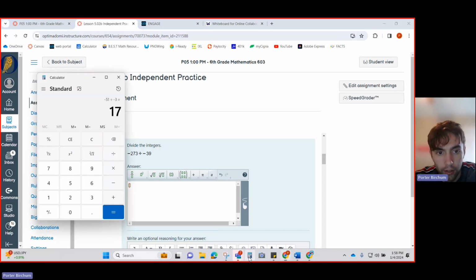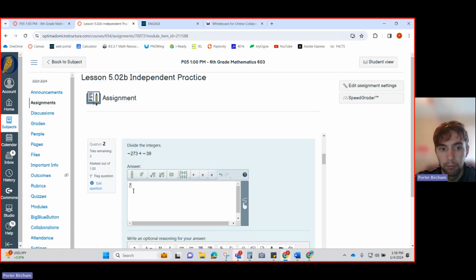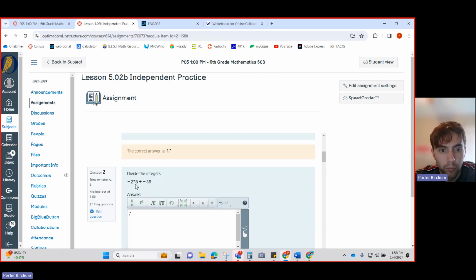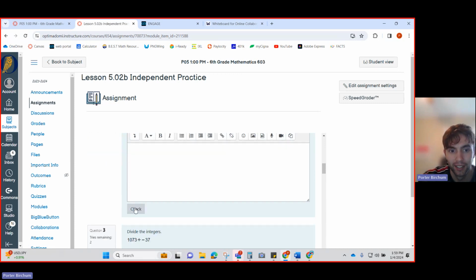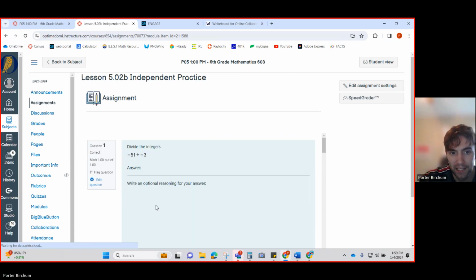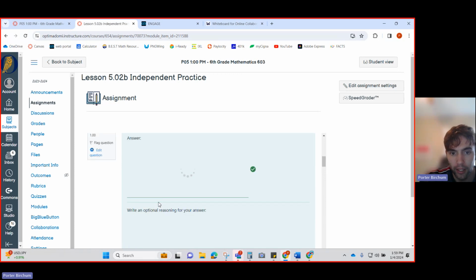Let's use our calculator to see what this would be. 273, but it's a negative, divided by 39, but it's a negative. It is positive 7. This would be a little hard to do in our head, and also a little hard to do with long division. Let's check and see if we pushed our buttons the right way. Yes, we did.